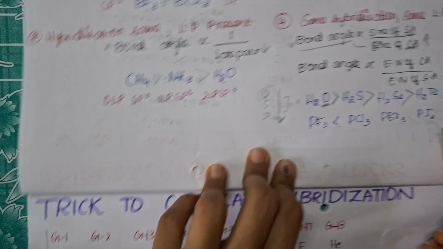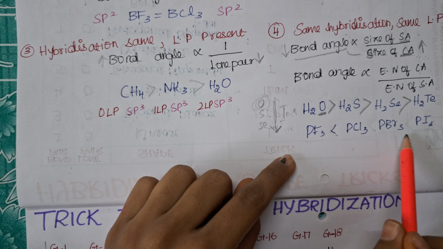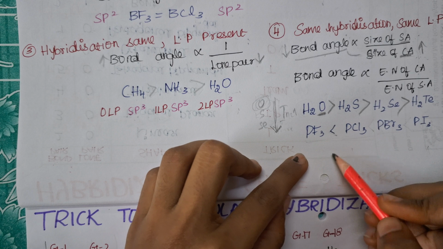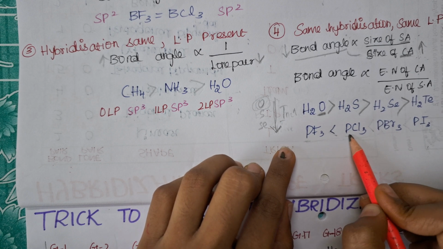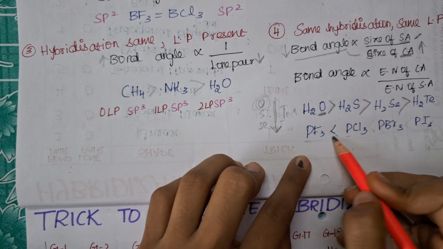In the same way, let's see the next one. It is PF3, PCl3, PBr3, PI3. All the side atoms belong to the halogen family. Here, the central atom is P in all of them. So now we need to calculate with the side atom. So same here.